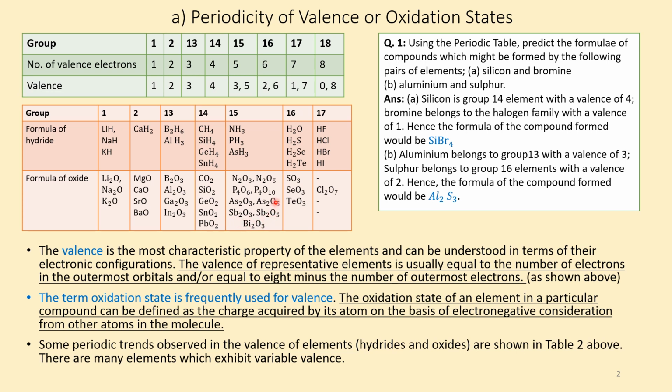Part B. Aluminum belongs to group 13, with a valence of 3. Sulfur belongs to group 16, with a valence of 2. Hence, the formula for the compound would be Al2S3.